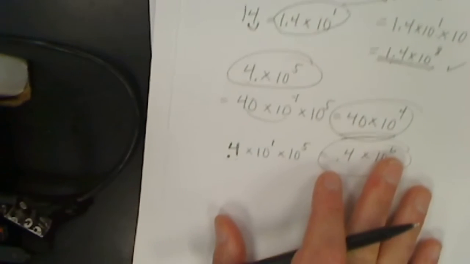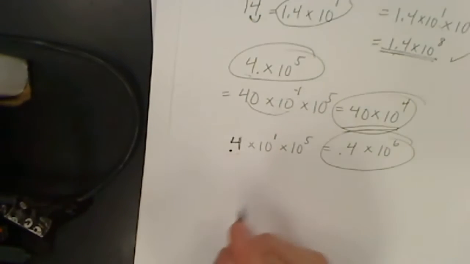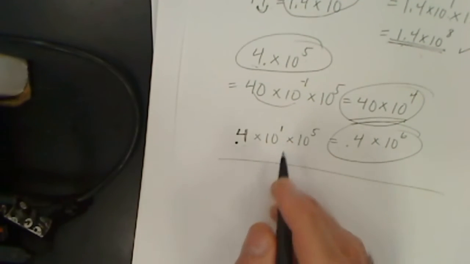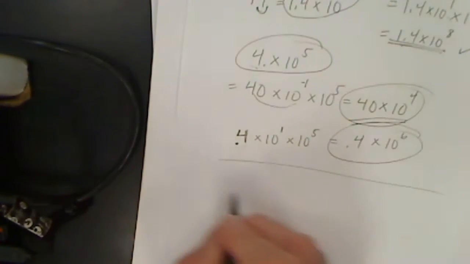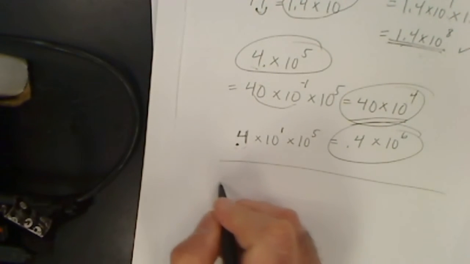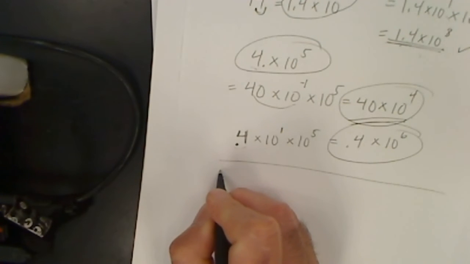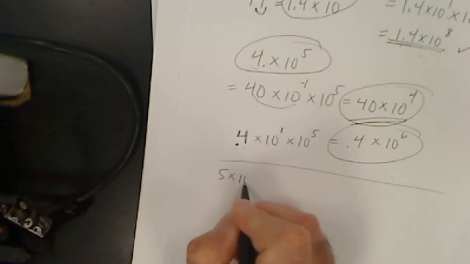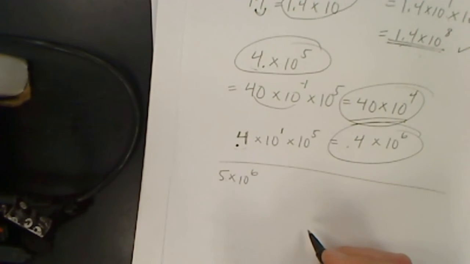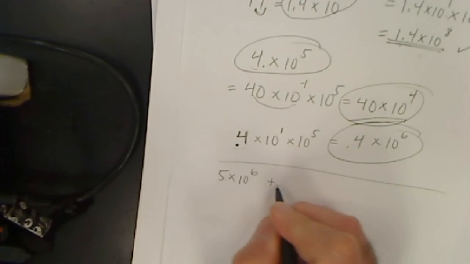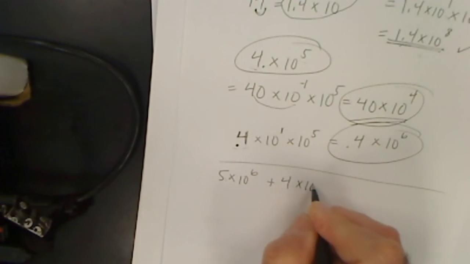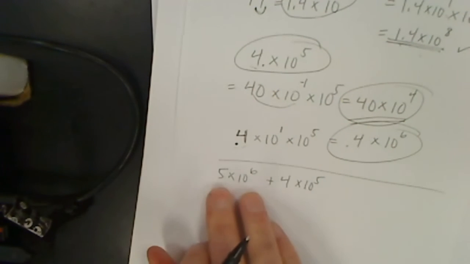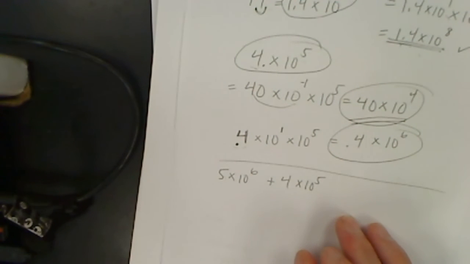Okay? All right. So why did I teach you this? Because you're going to add some numbers together, okay? So we're going to start off with a number. Let's make it 5 times 10 to the 6th power plus 4 times 10 to the 5th power. Okay, so this is a number.